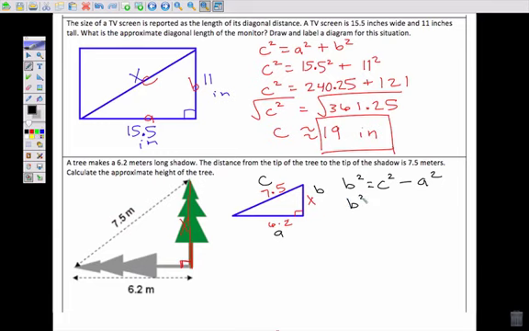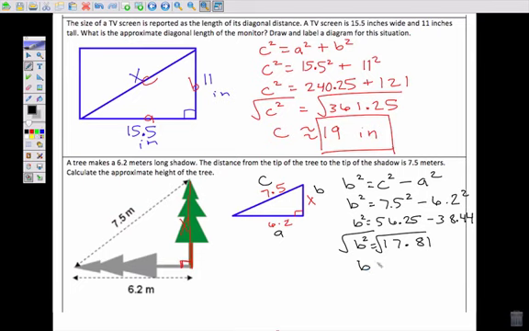So we know that B squared is equal to C squared minus A squared. So B squared is equal to 7.5 squared minus 6.2 squared. 7.5 squared is 56.25. 6.2 squared is 38.44. And then when you subtract those, you end up with 17.81. Take the square root of both sides. So B is approximately equal to, I did that on my calculator, approximately 4.2 meters tall.